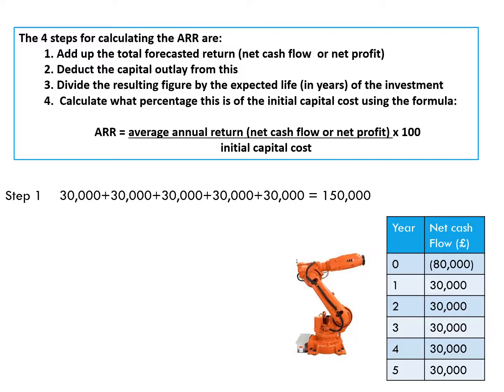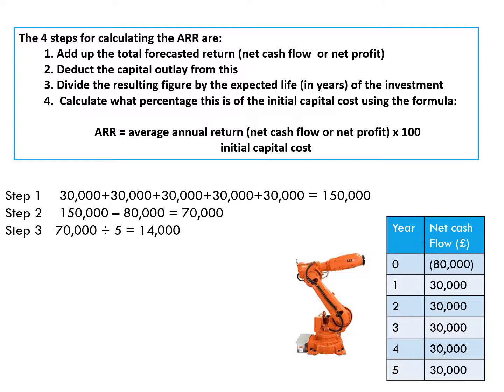Step 1, add together the forecasted returns. So the 5 lots of 30,000. Be careful not to include the initial capital cost. That gives us 150,000. Step 2, now we deduct the initial capital cost of the robot, 80,000, which gives us 70,000. Step 3, divide the resulting figure by the expected life. Gives us 14,000. So this is the average annual return.